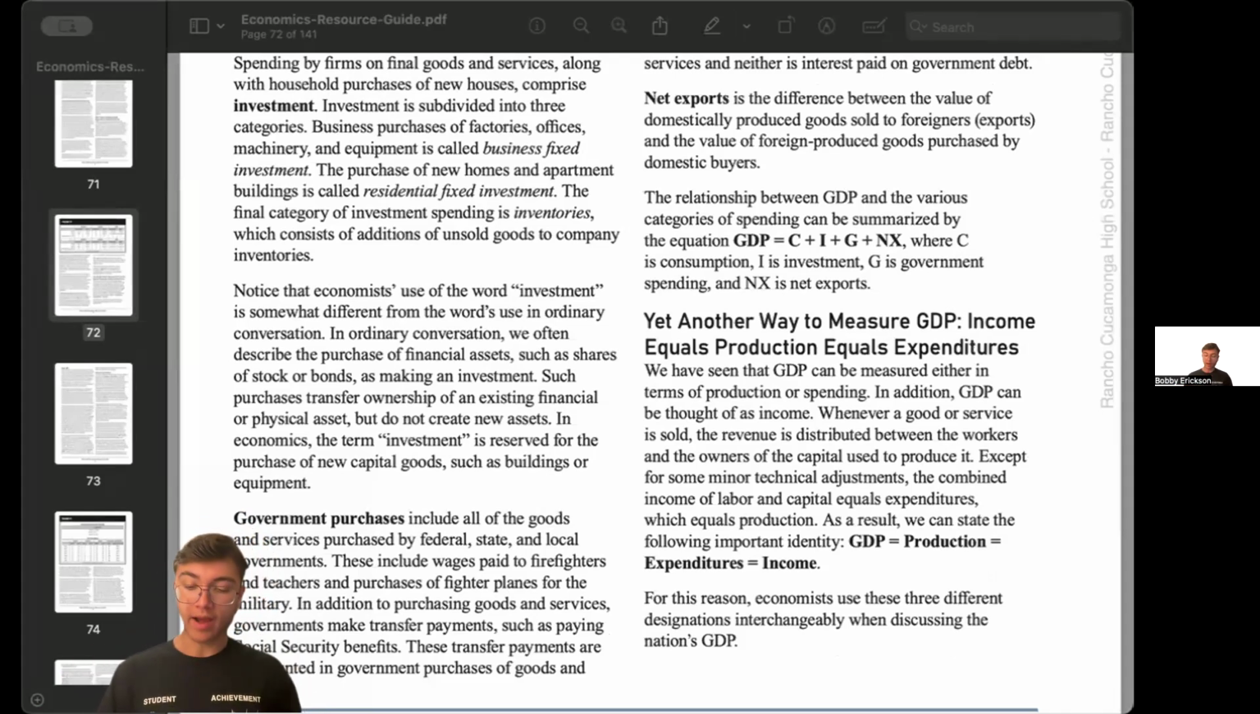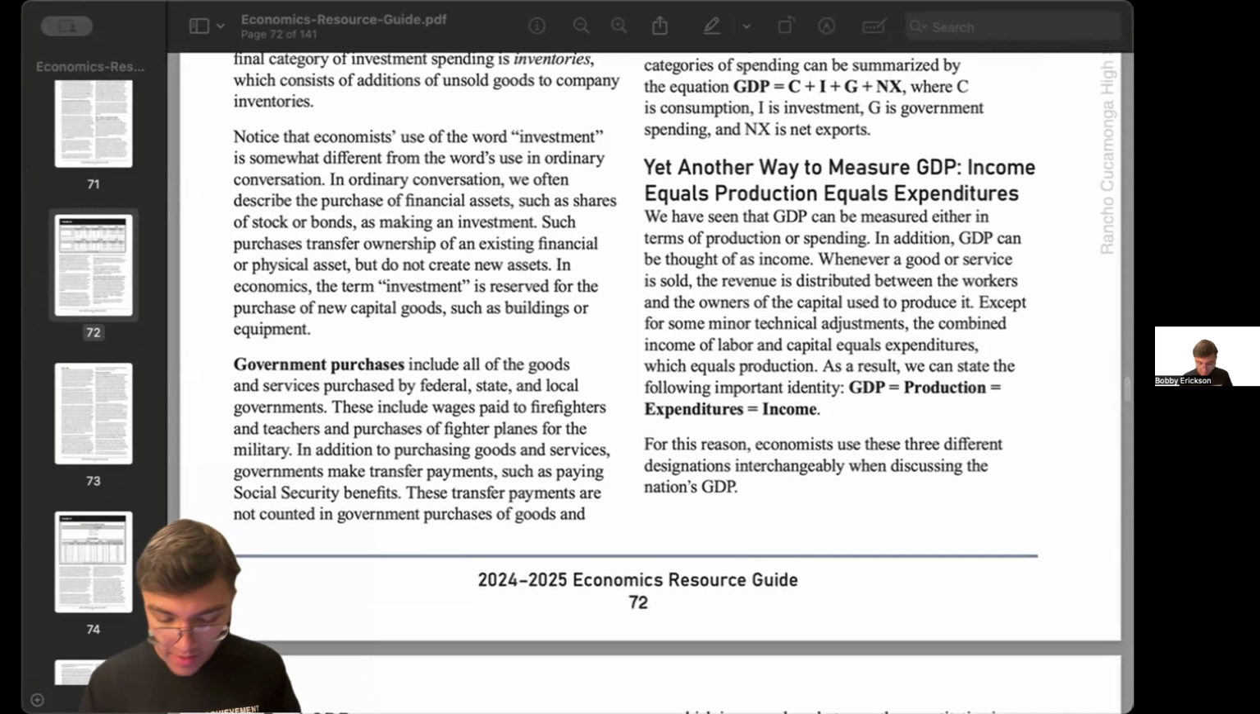Next up, we're going to look at another way to look at GDP, and that is when income equals production and thus equals expenditures. And so we can think about GDP as income as well as the production and the expenditures here. So the combined income of labor and capital equals expenditures, and this also equals production. And so GDP equals production, which equals expenditures, which equals income. And so we're going to take a look at the income of labor and capital as a whole.